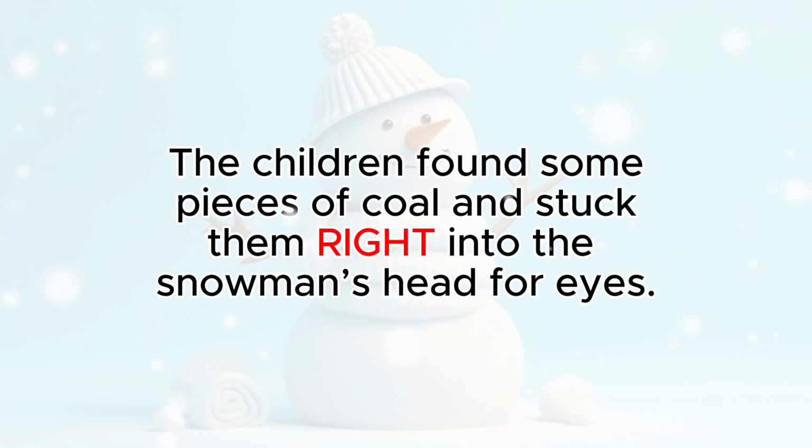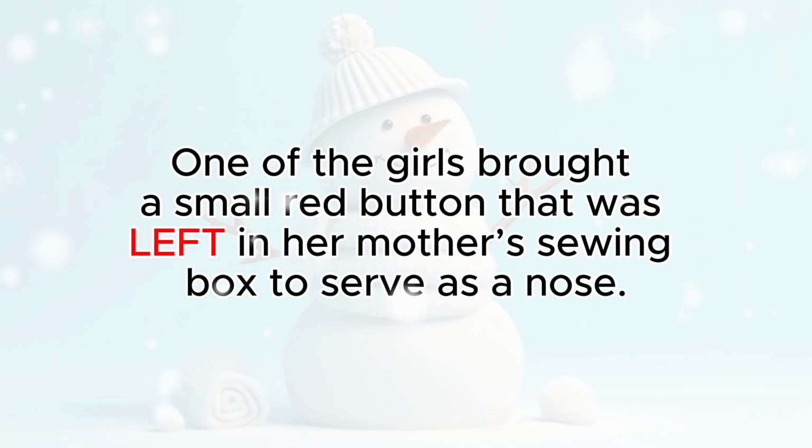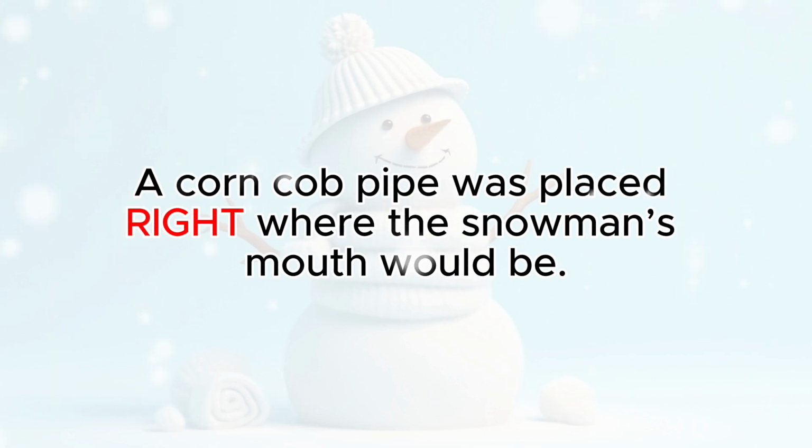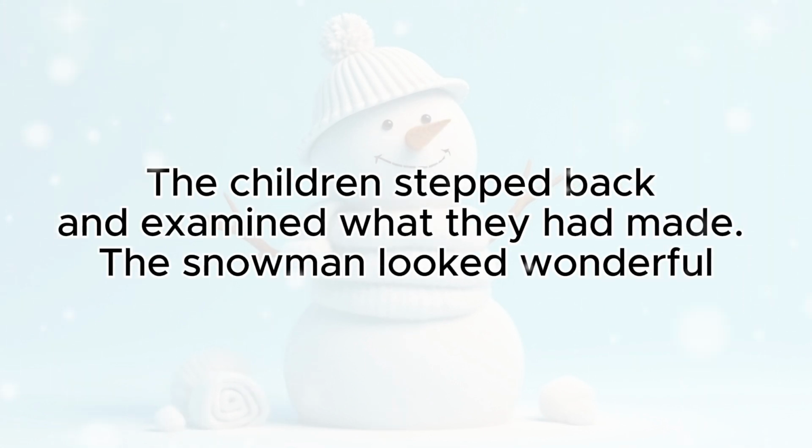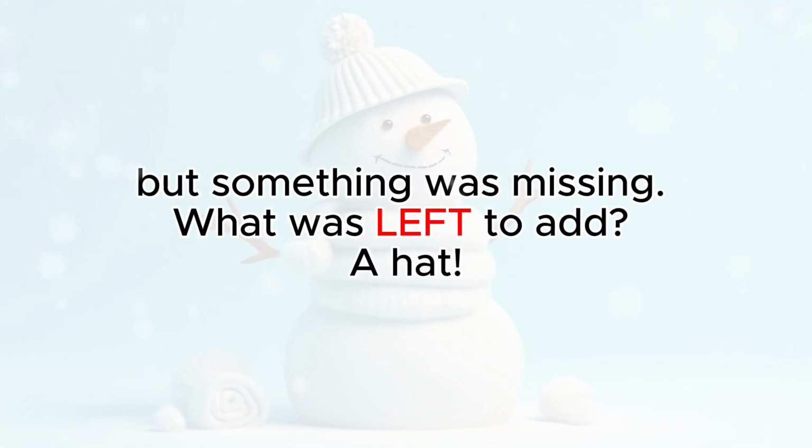The children found some pieces of coal and stuck them right into the snowman's head for eyes. One of the girls brought a small red button that was left in her mother's sewing box to serve as a nose. A corncob pipe was placed right where the snowman's mouth would be. The children stepped back and examined what they had made. The snowman looked wonderful, but something was missing. What was left to add?